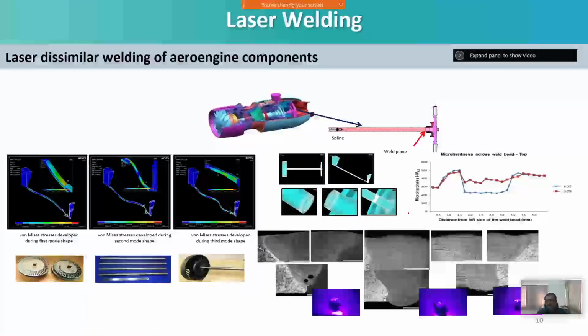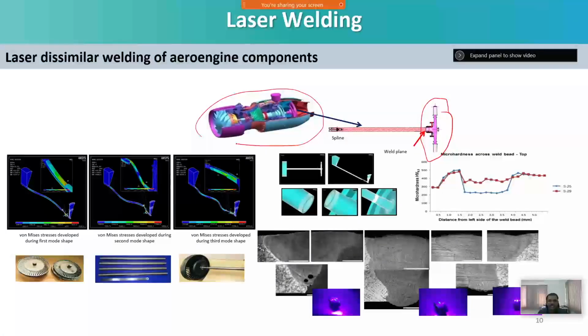And one unique process we have done for GTRA is a requirement of dissimilar welding. Actually, this is the front portion of the blisk, that is the bladed disc, and this is the turbine shaft. This is one engine they are working on right now, which is STFE. And here, this shaft is steel based, and this is nickel based.